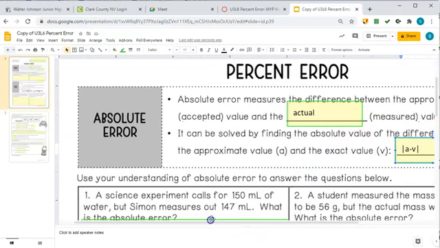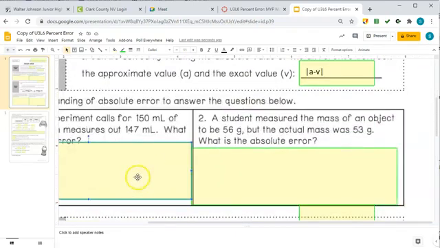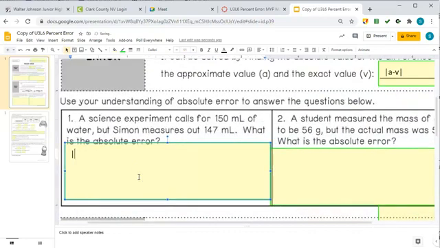Alright, use your understanding of absolute error to answer the questions below. A science experiment calls for 150 milliliters of water, but Simon measures out 147. What's the absolute error? So we take the absolute value of our actual, 147, minus the expected, 150, and that equals the absolute value of negative 3, which equals 3.